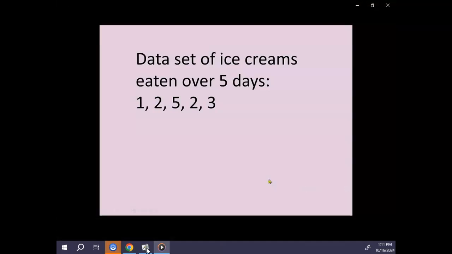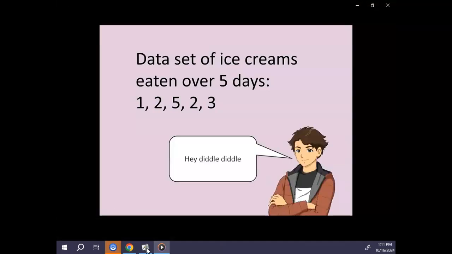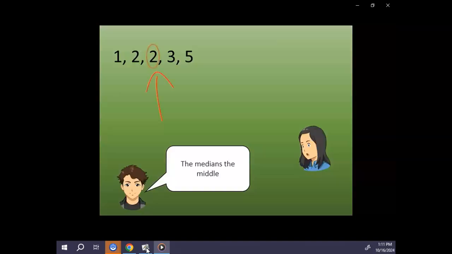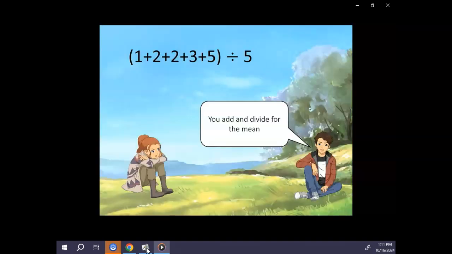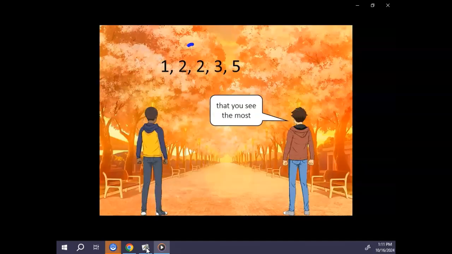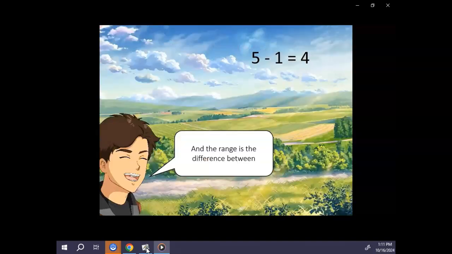It's a jam, see? Hey diddle diddle, the median's the middle. Oh, don't laugh, you're about to sing it. It's better when it's faster. The words are there and everything. And the range is the difference between. Make sure you get it.